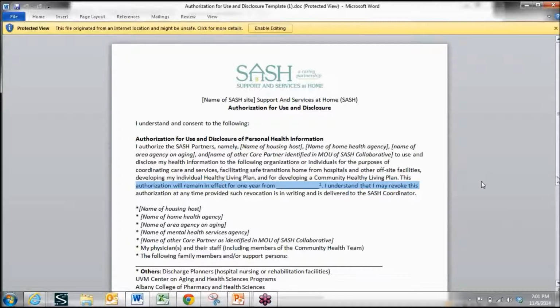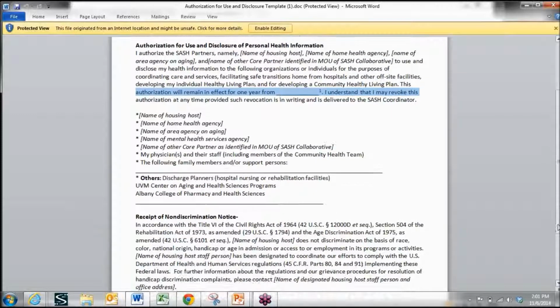Okay, so then moving on down, again, you just put in here the names of the organizations that make up the SASH partnership. And we actually have just recently updated this form to put a line here where it says my physician and their staff. So you're going to be putting in what their physician's name is, because you want to make sure that you can share information with their physician, again, on an as-needed basis around these topics.